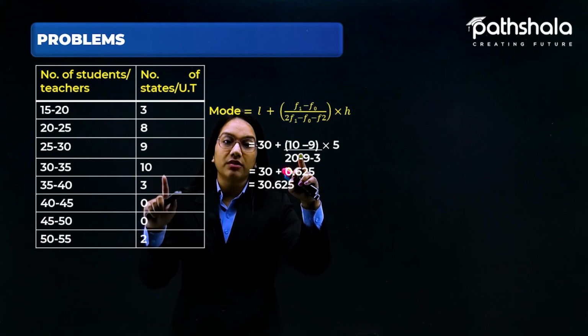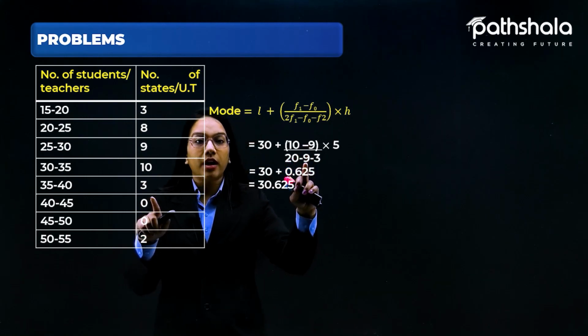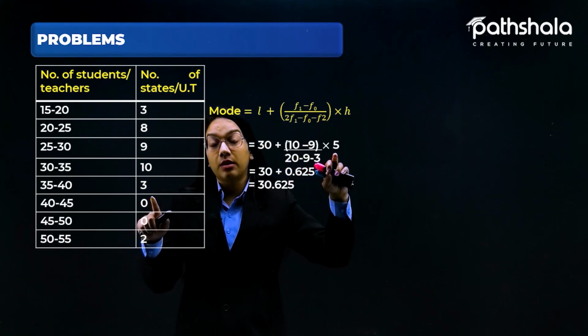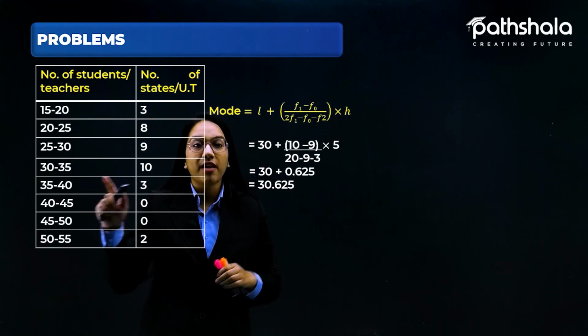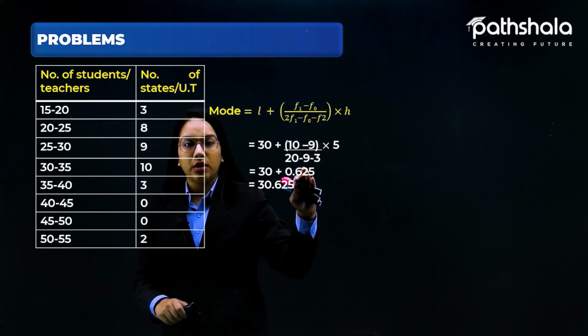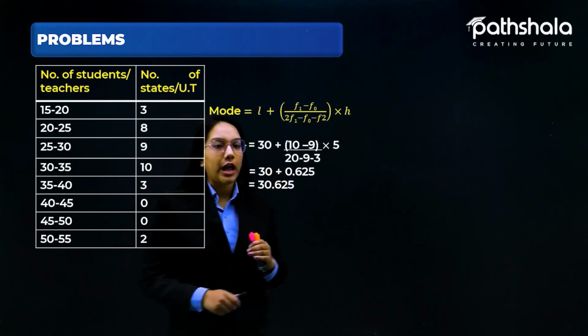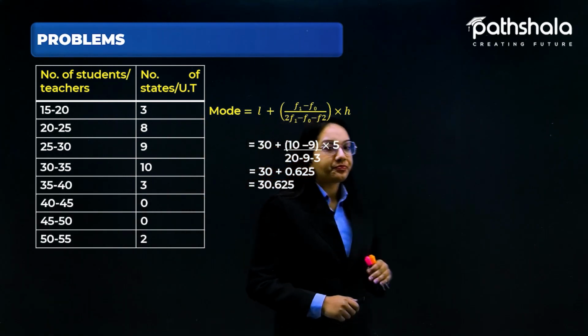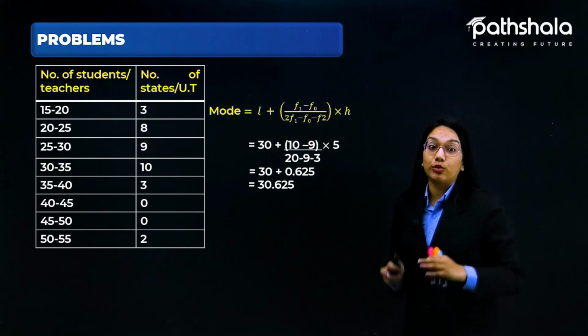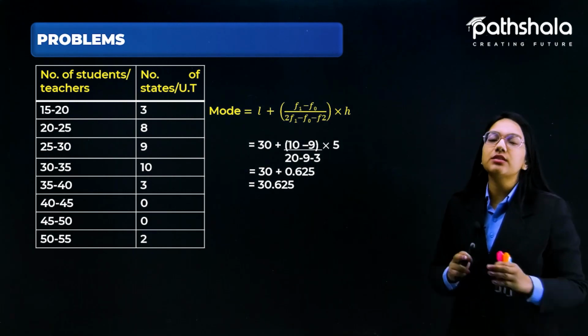F2 is the frequency of the succeeding class. After plugging in all the values, and H, which is the class size, is 5, we find the mode is equal to 30.625. So after calculation, we are getting the mode as 30.625. So this is the mode.